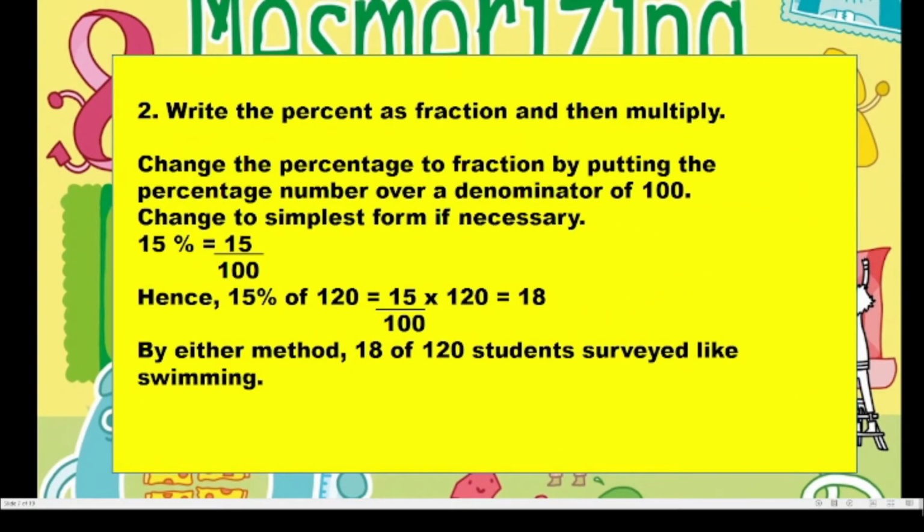Write the percent as fraction and then multiply. Change the percentage to fraction by putting the percentage number over a denominator of 100. Change to simplest form if necessary. 15% is equal to 15 over 100. Hence, 15% of 120 is equal to 15 over 100 times 120. The answer is 18. By either method, 18 of 120 students surveyed like swimming.